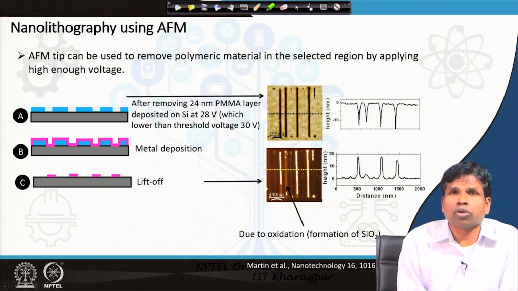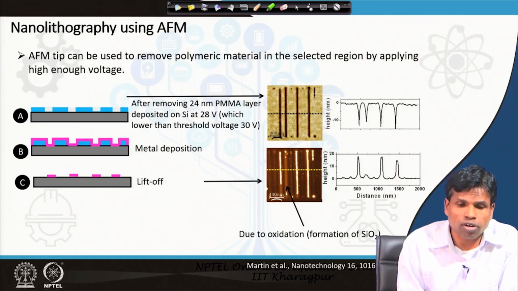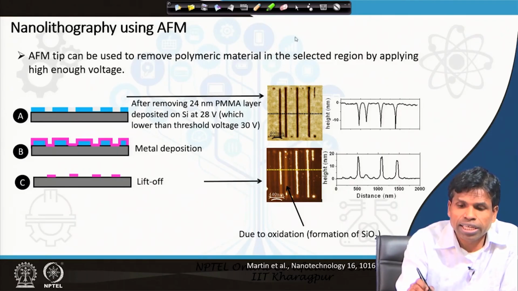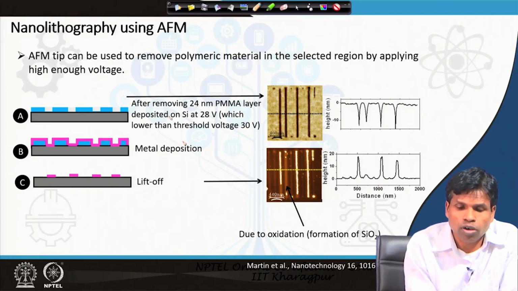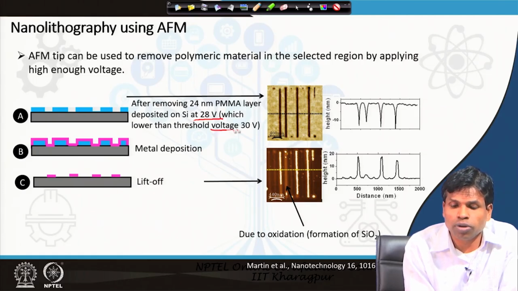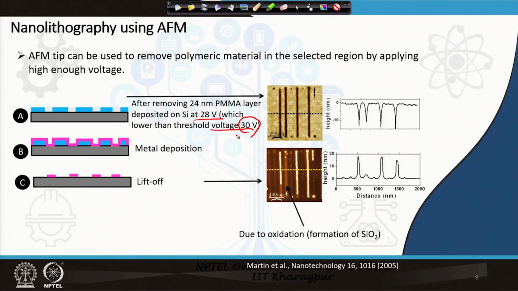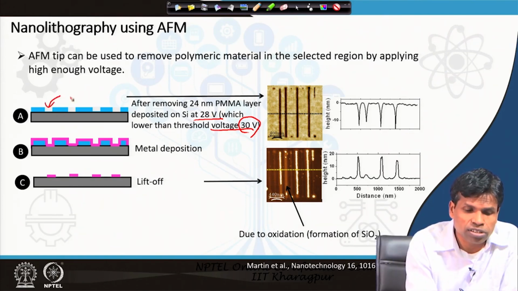So, therefore, it can be used for nanolithography purposes. In nanolithography, we can create a pattern on the surface, and here is an example. The same PMMA layer was taken on a silicon substrate, and a voltage of 28 volts was applied, which is a little lower than its threshold voltage to completely remove the material. To completely remove the material, 30 volts is needed, and at 28 volts it is partially removed, creating the features.